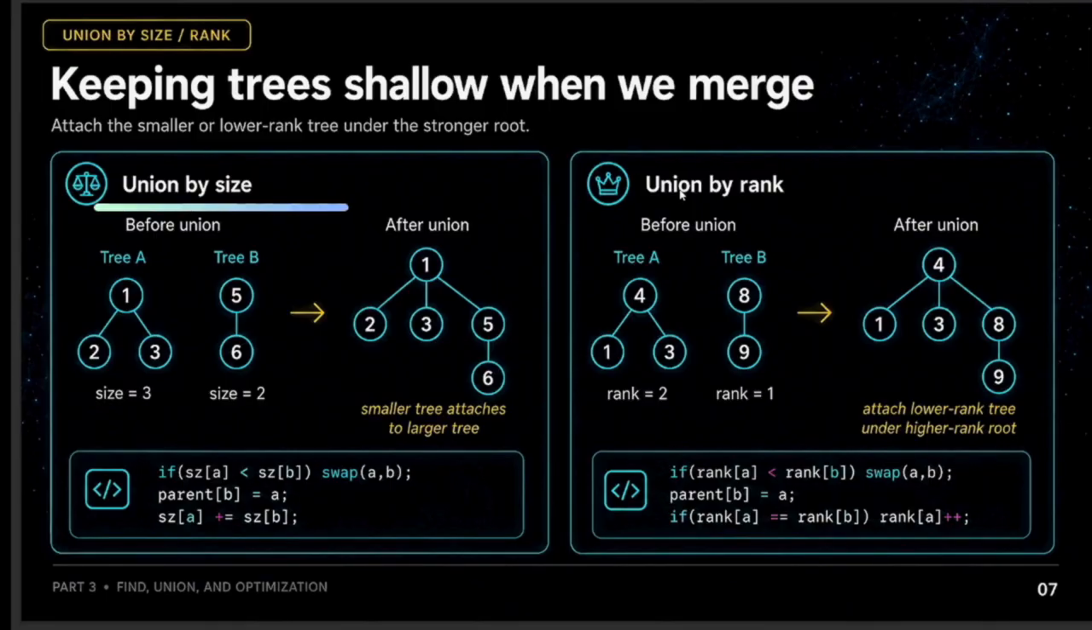Union by size tracks how many nodes are in each tree. The smaller tree attaches under the larger one, and we update the size accordingly. Union by rank tracks an estimate of tree height. The lower rank tree attaches under the higher rank root. If both ranks are equal, we pick one and increment its rank by 1.